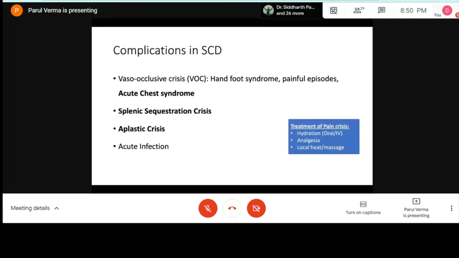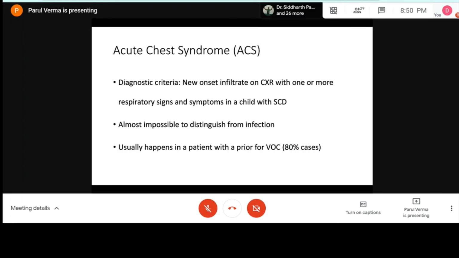Now, what is acute chest syndrome? So the diagnostic criteria is pretty broad. If a child with sickle cell disease has a new onset infiltrate on chest X-ray with one or more respiratory signs and symptoms, which could be cough, tachypnea, or pain in the chest, any of these with a new onset infiltrate is labeled as acute chest syndrome. It is almost impossible to distinguish from infection, and we do not need to distinguish it because treatment would obviously include antibiotics. It usually happens in a patient with a prior veno-occlusive crisis. Around 80% of cases of acute chest syndrome happen in a child who already has had a veno-occlusive crisis.